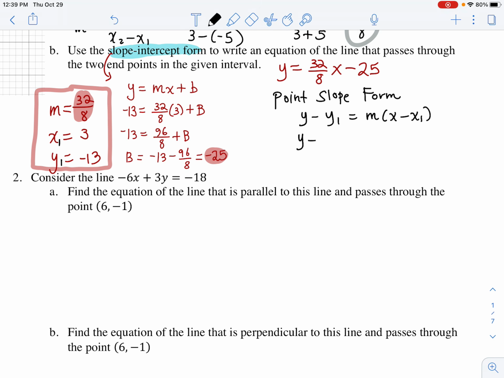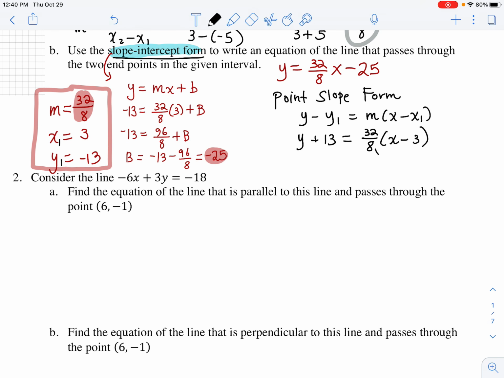All right, let's see. So it will be y minus y1, and you see y1 is negative 13. So it will be y minus negative 13, which will turn into what? y plus 13, right? Subtracting a negative. So I got y plus 13 on that side. m is 32 over 8, and I have to do x minus x1. The first x value was 3. So if there's no restriction on what form I want the equation, this is where you can stop.